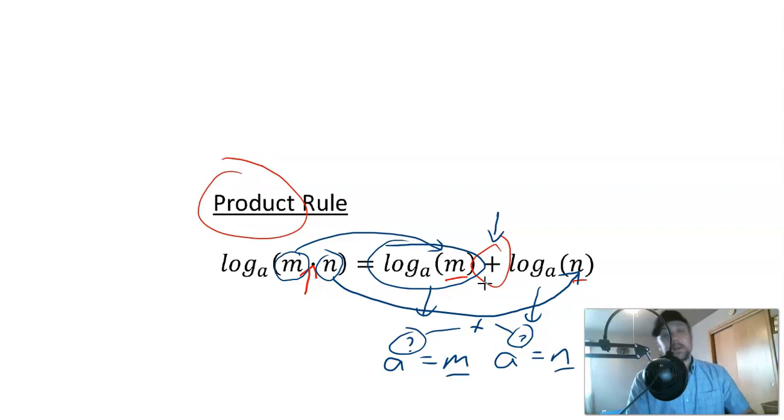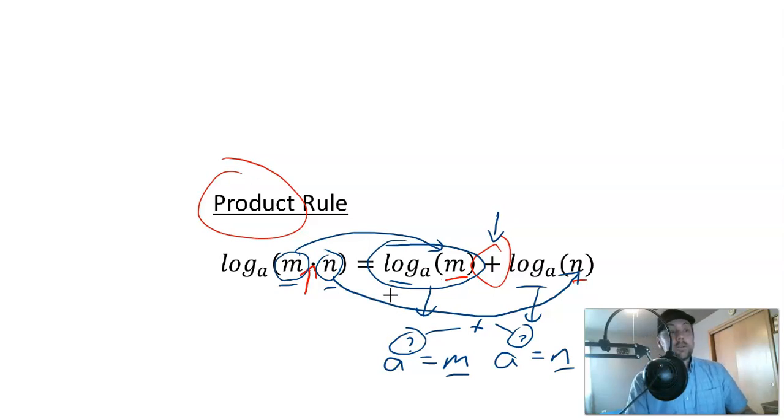So that's why this becomes an addition, because logarithms are behaving the way exponents would behave. If we're multiplying two things together, we would add the exponents. Therefore, we add the logarithms because the logarithms are the exponents. Right? So that's kind of a quick justification for why that rule works the way it does.